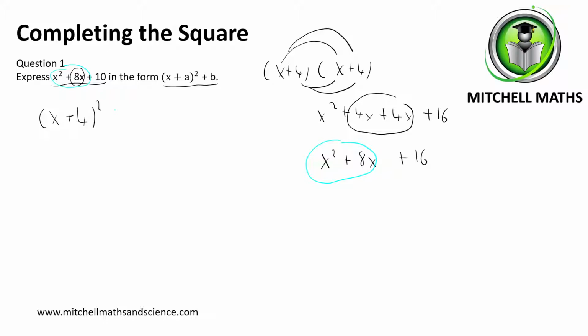We do have plus 10 on the end, but as you can see from the brackets, we'll get an extra 16. So if we want to keep it the same, because we're adding an extra 16 from the brackets, we're going to need to take that 16 off. And therefore our answer would be x plus 4 squared minus 6. For all the completing the square questions, you are going to need to carry out these steps to get your equation in this format.